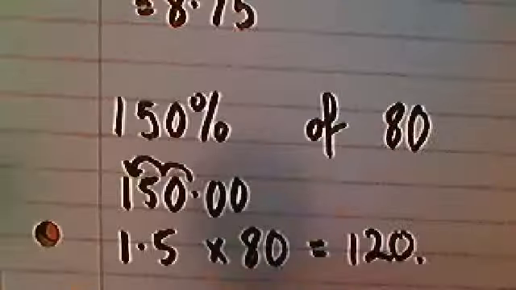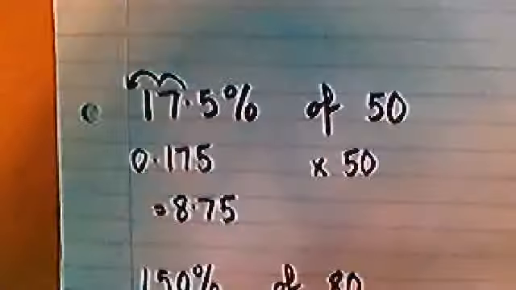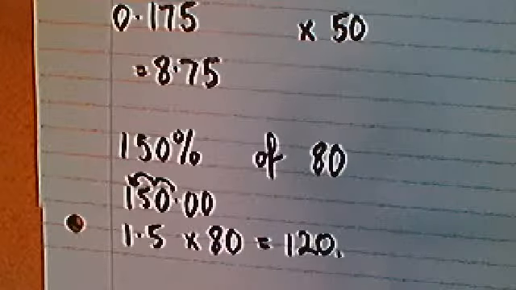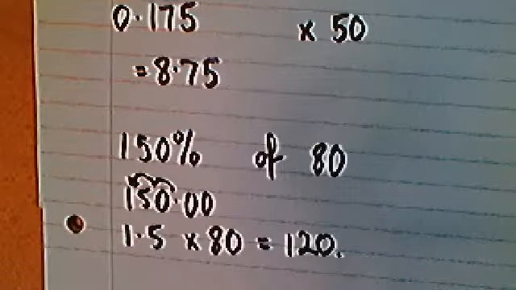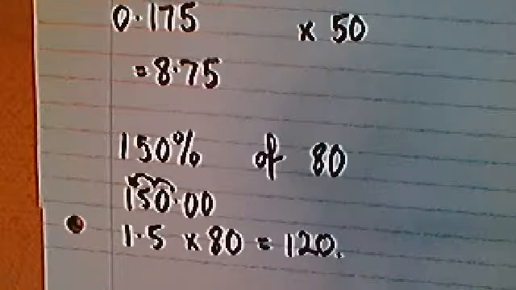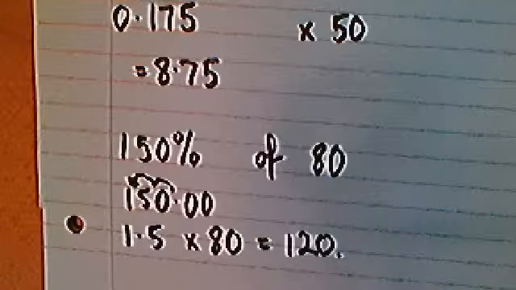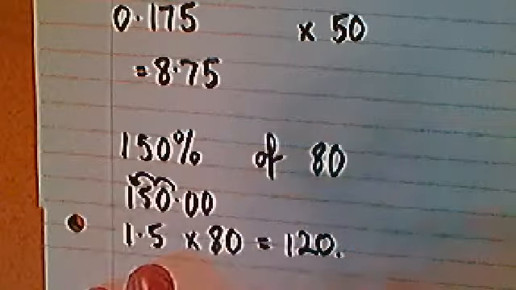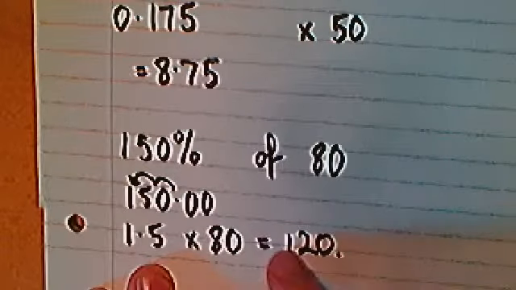Okay. That should give you enough information so you should be able to find the percentage of an amount using a calculator fairly simply. You just move the decimal point twice to the left and then multiply by the amount.